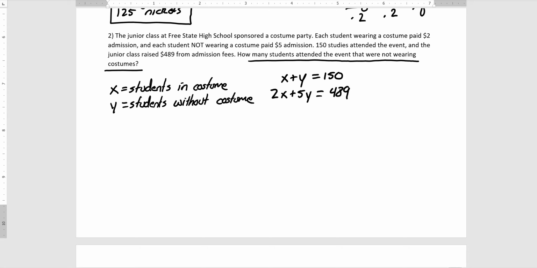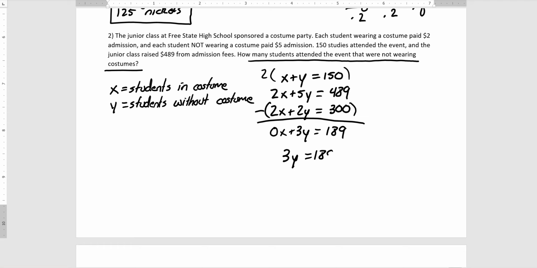All right, now we used substitution last time, so let's use elimination this time. Let's multiply this top equation by 2. When I do that, I would get 2x plus 2y equals 300. Since these x values are the same, I would subtract so that I would get 0x plus 3y equals 489 minus 300, which becomes 189. Then 3y equals 189, so divide by 3. 189 divided by 3, I believe, is going to be 63.